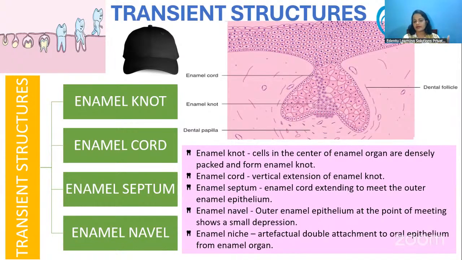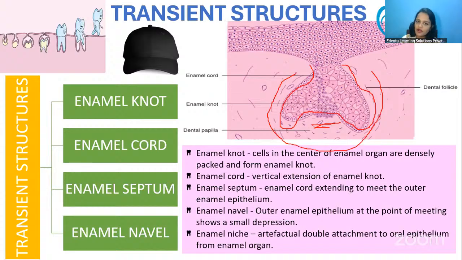When tooth formation reaches the cap stage and gets advanced in the cap stage, this cap-shaped structure is the enamel organ. Then this area is the dental papilla, and the surrounding region is called the dental follicle.